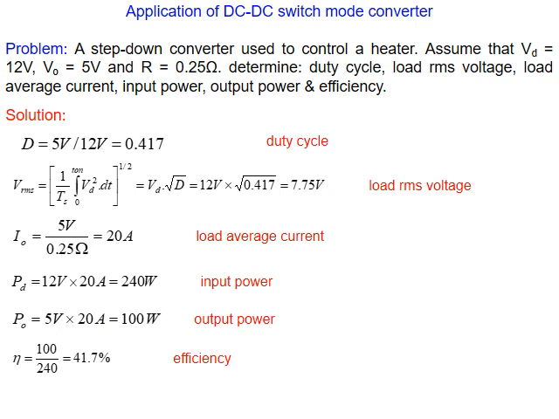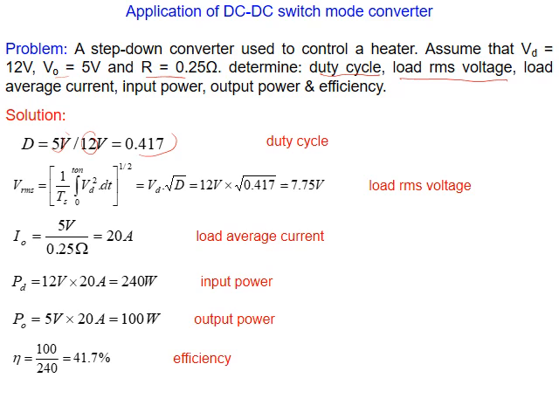Let's take this example to explain the discussion. Step down converter used to control a heater. Assume that VD is 12 volt, VO is 5, R is 0.25. Determine the duty cycle. Let's take them one by one. Duty cycle is output over input. I got it. As you know, it's lower than 1.